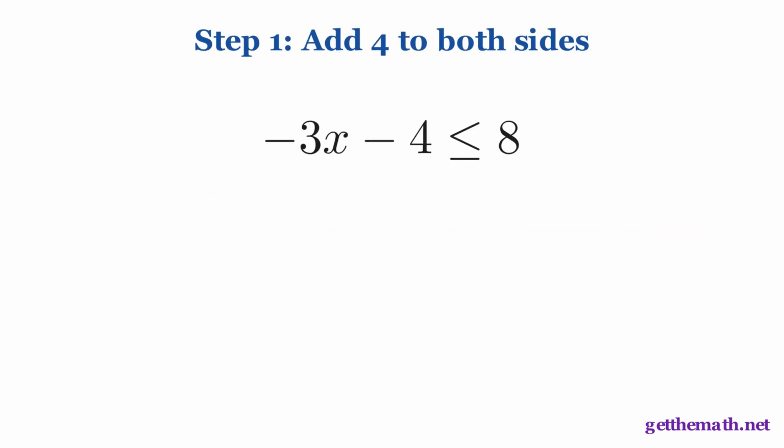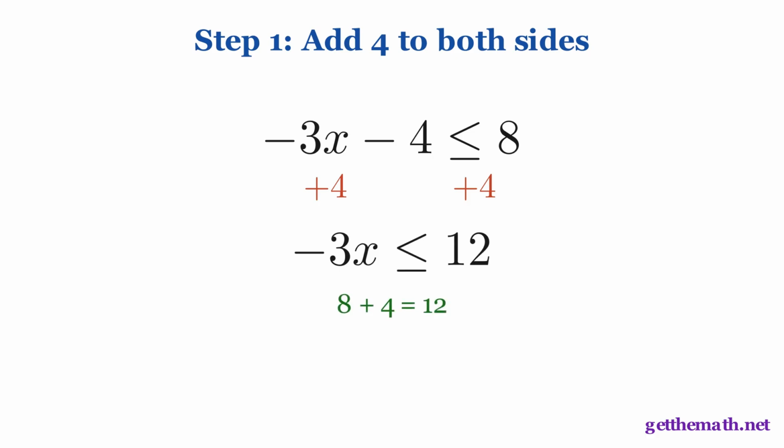Step 1. Add 4 to both sides. Negative 3x minus 4 plus 4 is less than or equal to 8 plus 4. Negative 3x is less than or equal to 12.